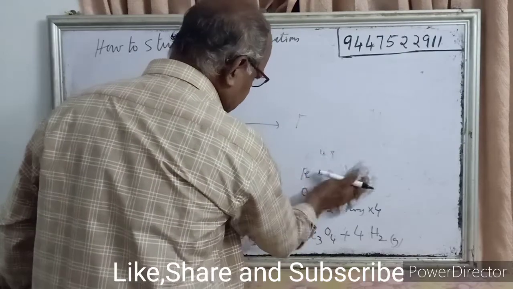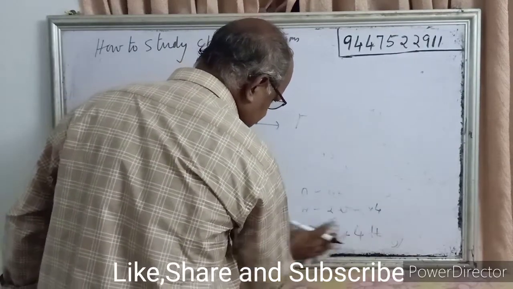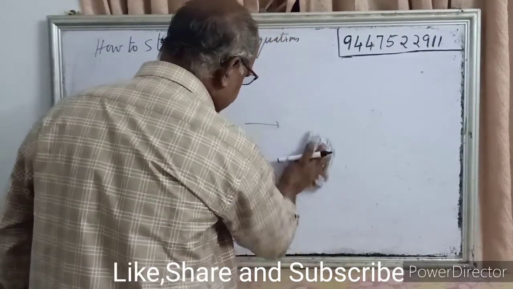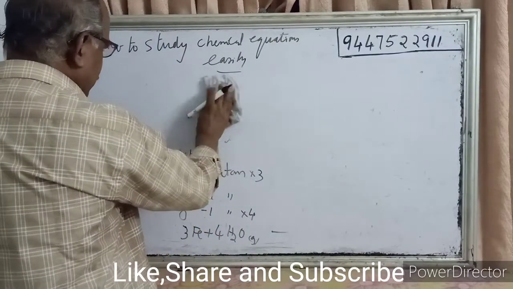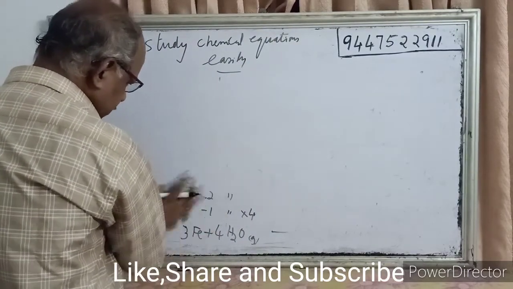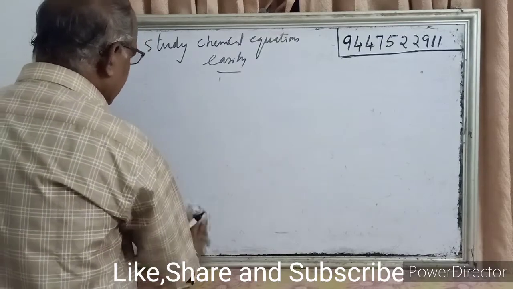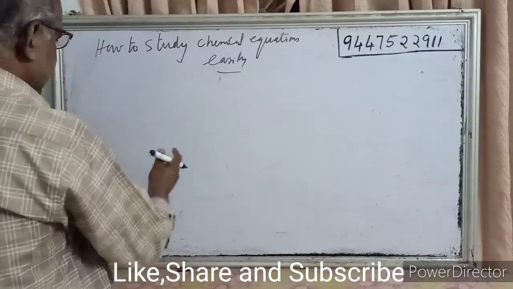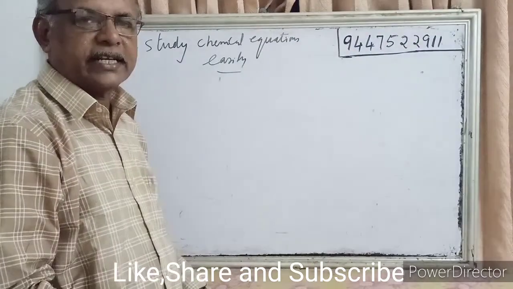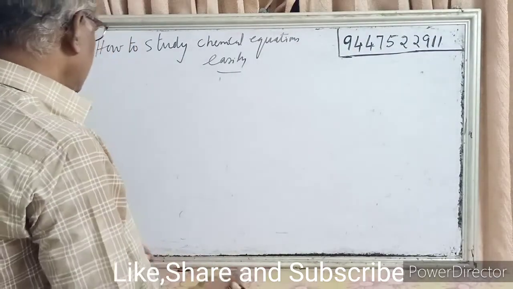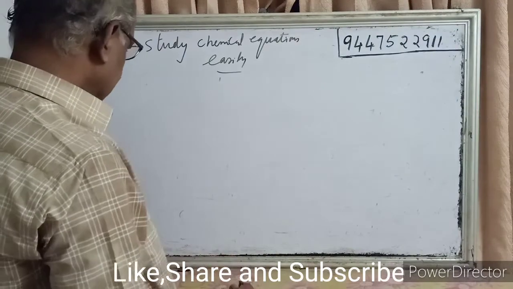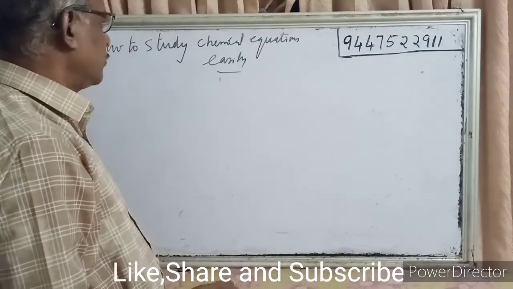So the method for balancing chemical equations. For writing the chemical equation, you write the formulas of the compounds, the reactants and the products, then balance it. For balancing, count the number of atoms on the left hand side and the number of atoms on the right hand side. That is the method for balancing chemical equations.